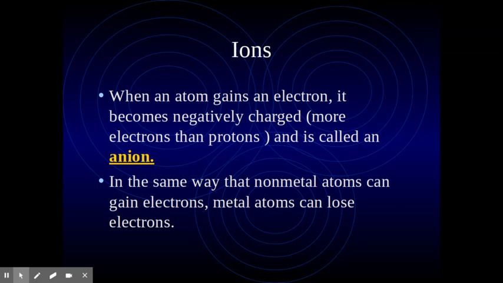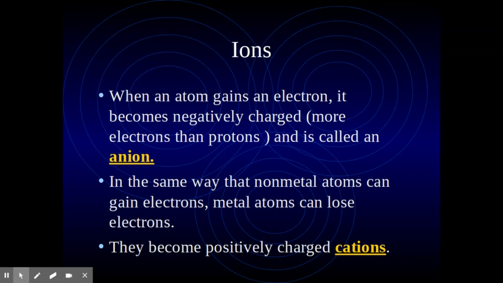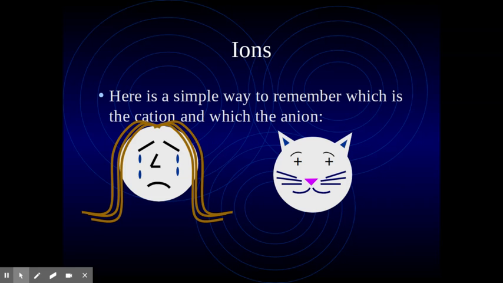In the same way that non-metal atoms can gain electrons, metal atoms can lose electrons. So some like to gain, some like to lose. If they lose electrons, remember they're losing those extra negatives, so they're going to have more positives, so they're going to make positively charged cations.